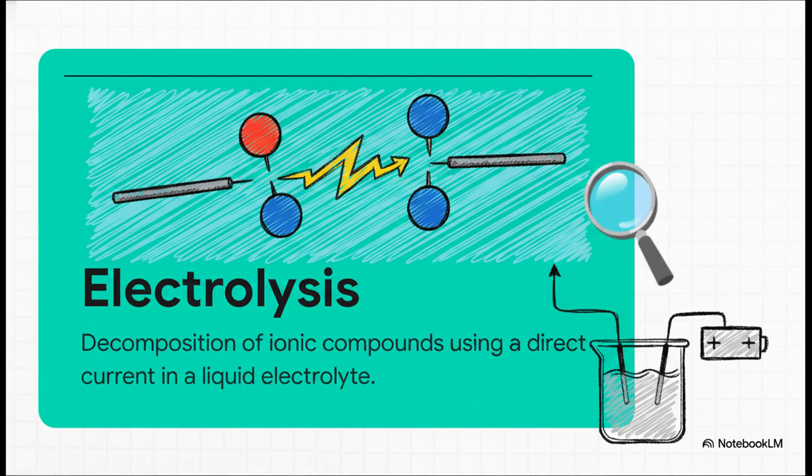And that brings us to our fundamental definition here. Electrolysis is the decomposition of an ionic compound using a direct current of electricity passed through a liquid electrolyte. Notice the phrasing there. We're taking a liquid electrolyte, which is really just our stubborn compound melted down or dissolved so its ions can physically move around, and we're forcing a chemical split by blasting a direct electrical current straight through it. We are literally using the brute force of electricity to tear these stable compounds apart.